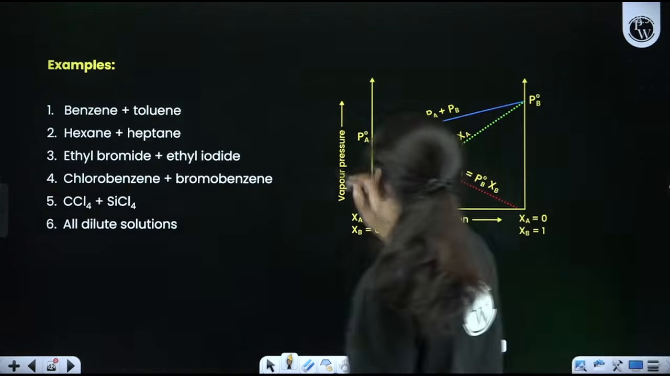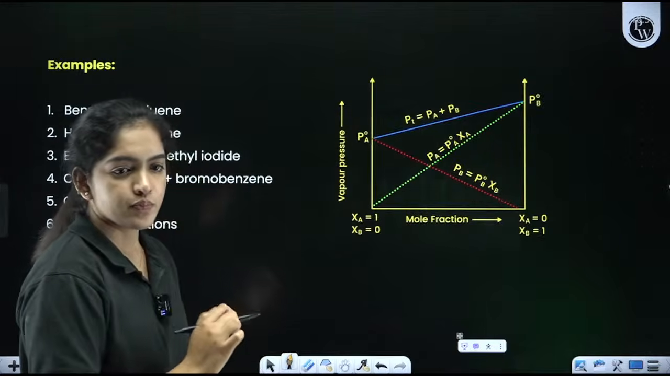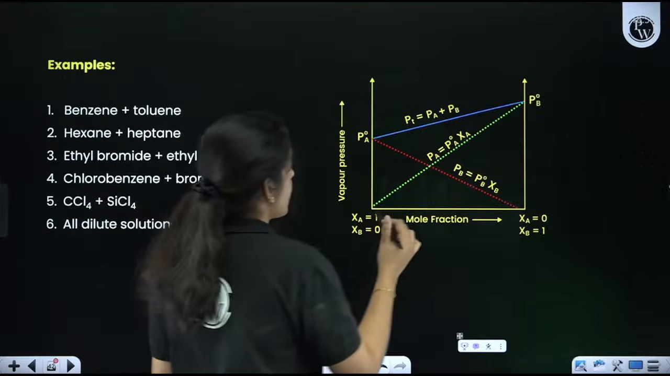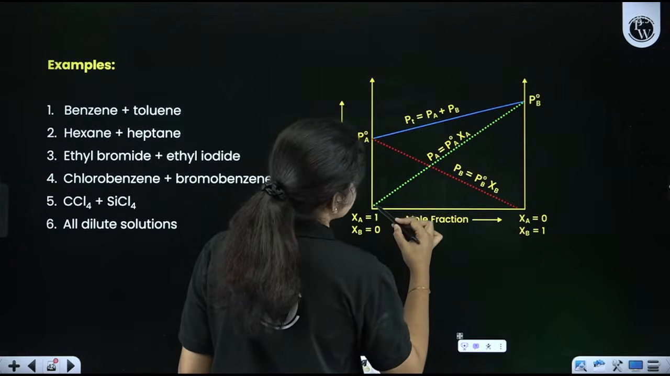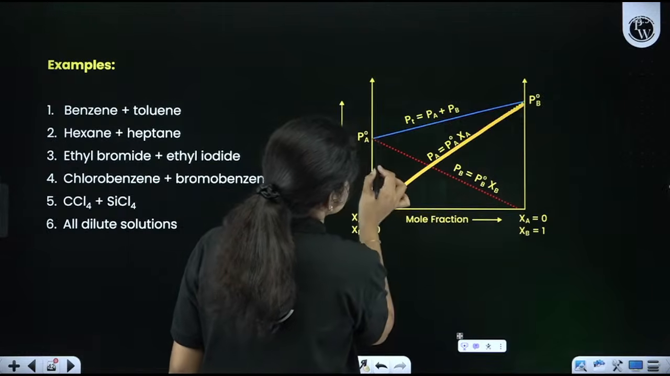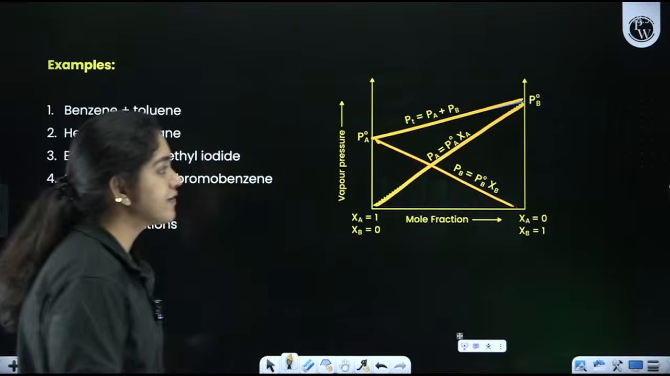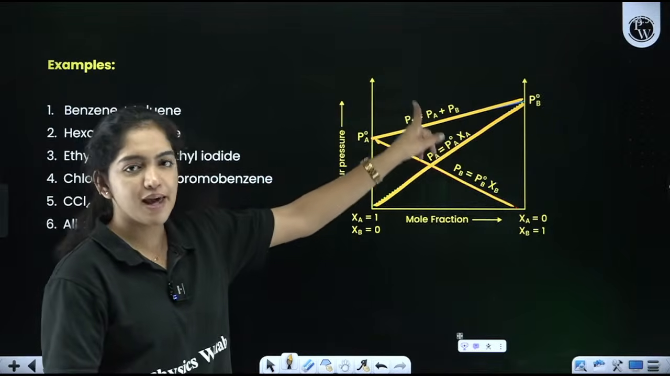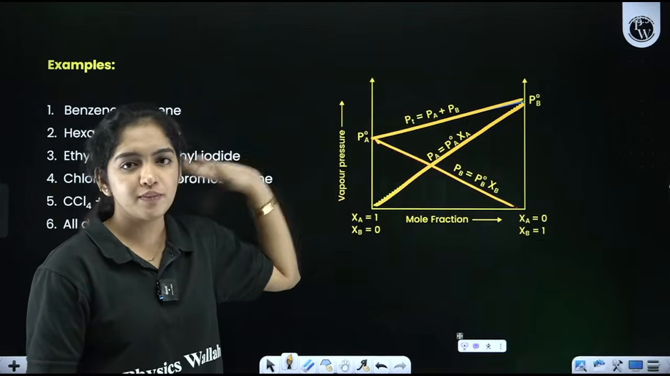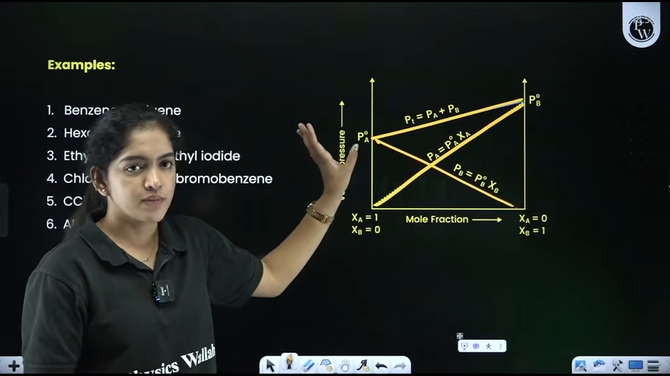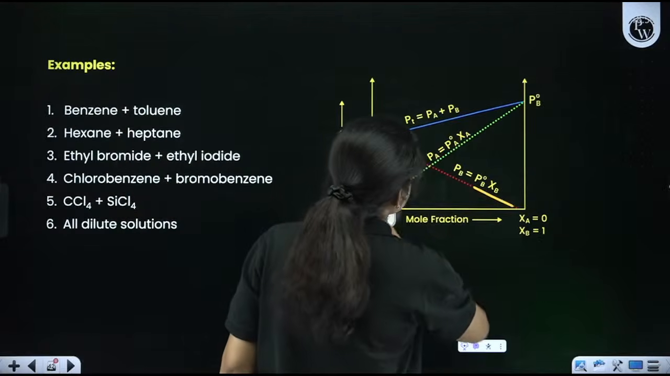Look at the graph. This axis shows the vapor pressure, and this one shows the mole fraction. This line is given for component A, this one for component B, and their total is given as P total. P total is given by the pressure of PA plus PB. What will be the total pressure? Component A plus component B, only that much. Okay, clear? So it will be a straight line.